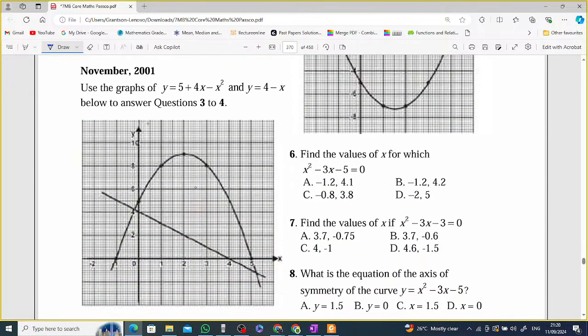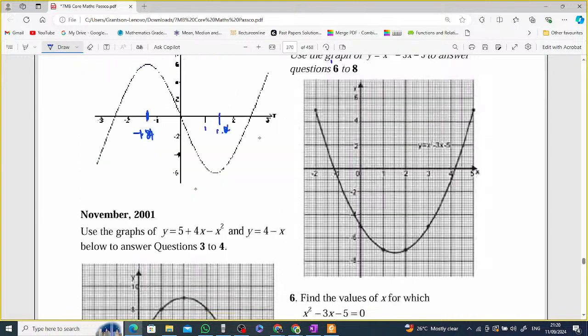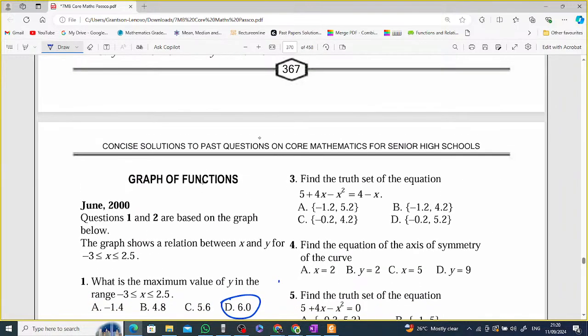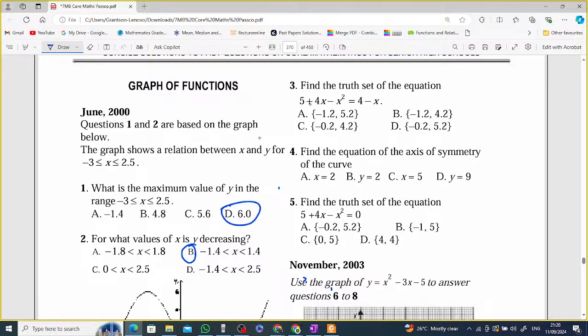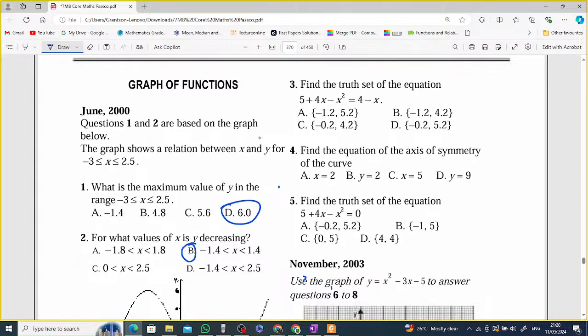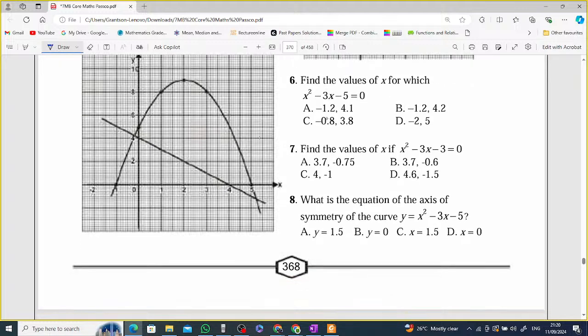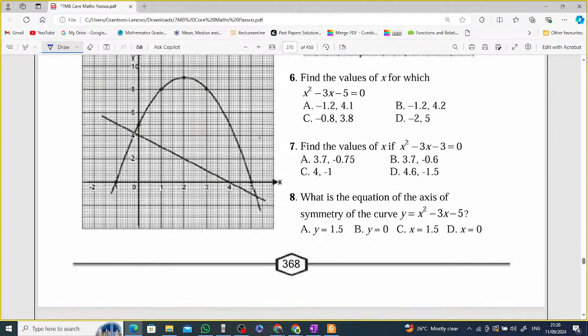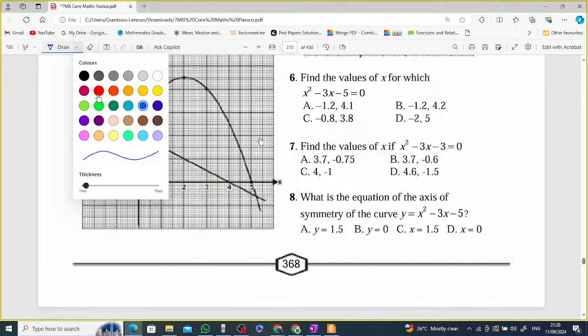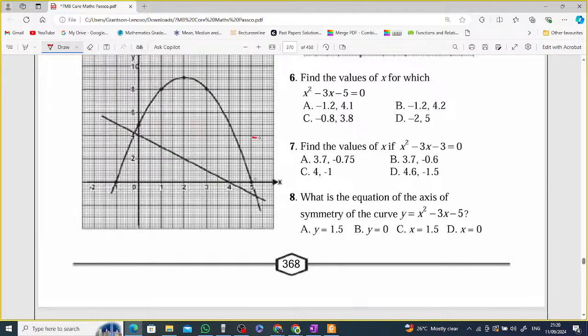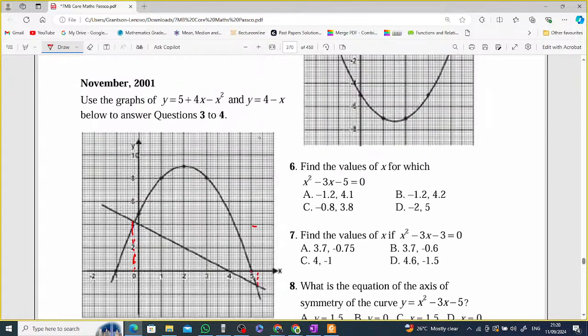Now look at this one. It says, look at this graph and use it to answer the questions that follow. Find the truth set of the equation 5 plus 4x minus x squared equals 4 minus x. This basically means look for the points where the line and the curve intersect. I hope you can see my screen. Then you trace those points to the x-axis and write it down. Simple.